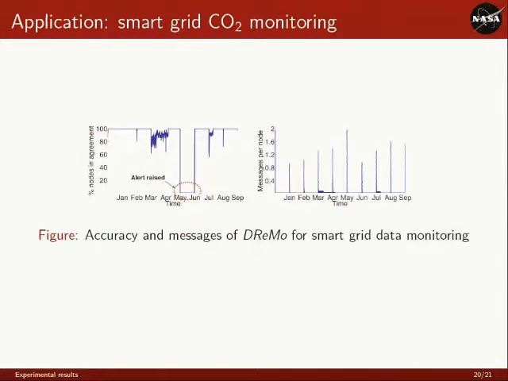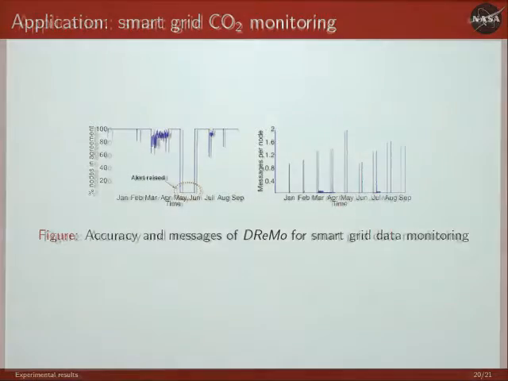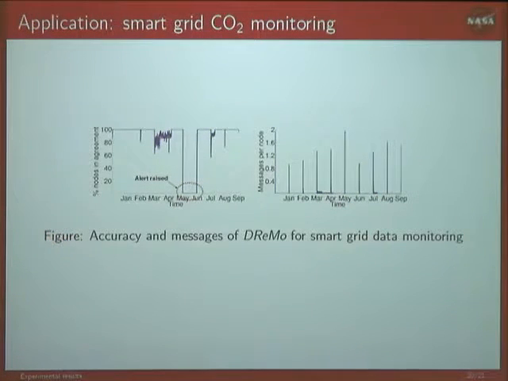The last experiment was an application of this algorithm to a smart grid operation. So what we were trying to do is predict how much carbon dioxide would be released based on two factors. One is how much wind energy is being generated and what's the energy demand. The assumption being higher CO2 means more fossil fuel is burned and less renewable energy is used.